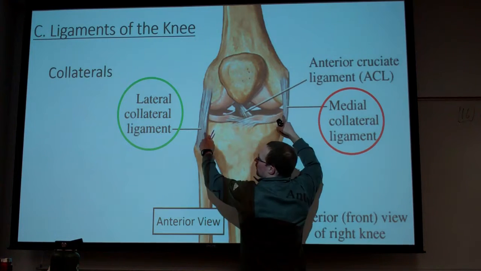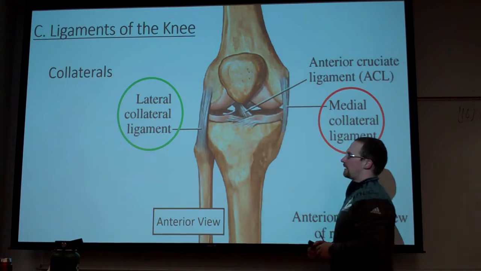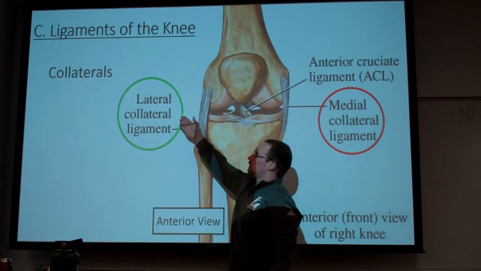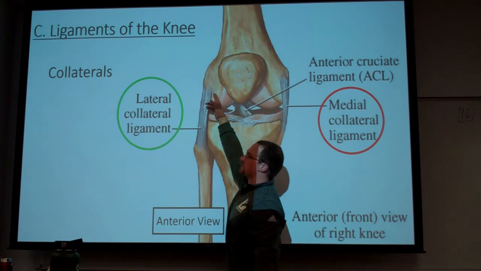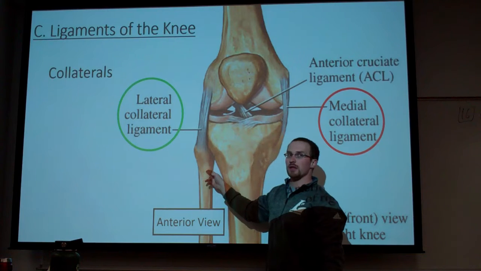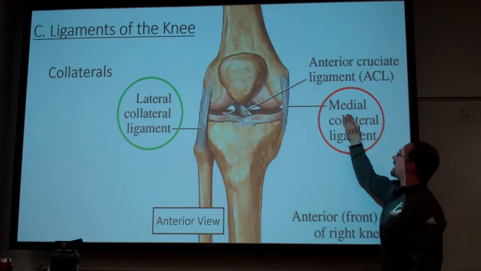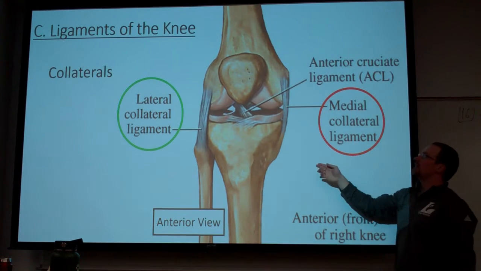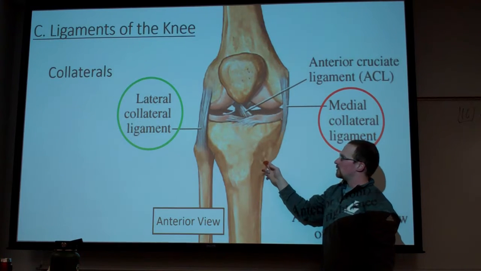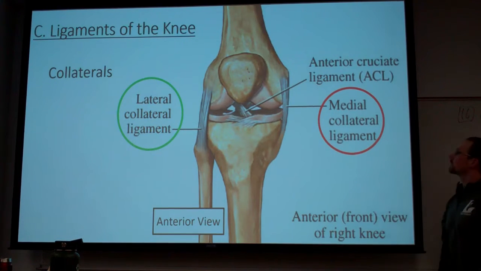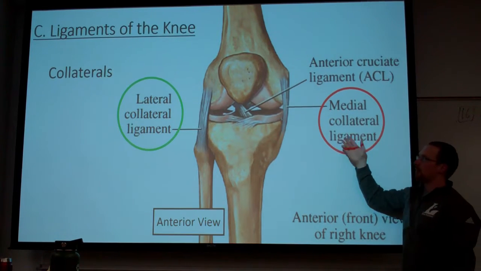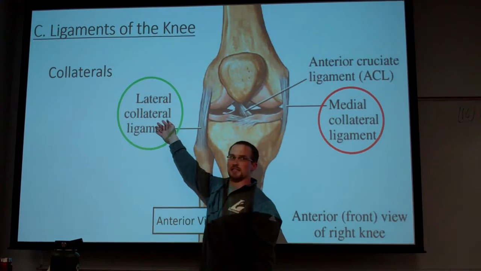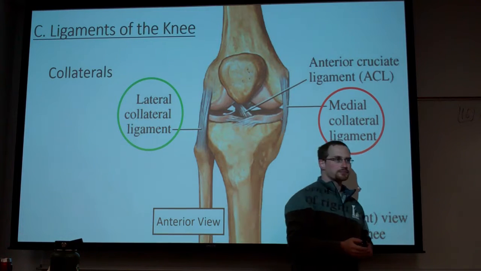So we have collateral ligaments, and they're on the outside. We've got a lateral collateral ligament, which is on the outside and attaches the femur to the fibula. We also have a medial collateral ligament that attaches the femur to the tibia. You can abbreviate medial collateral ligament as MCL, and likewise LCL. It doesn't matter to me.